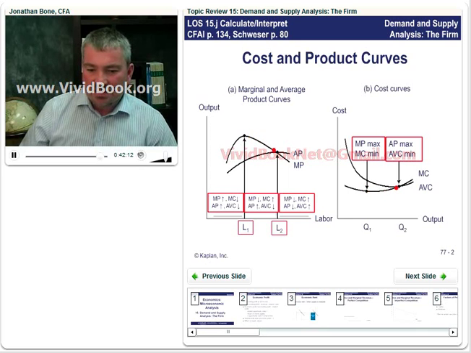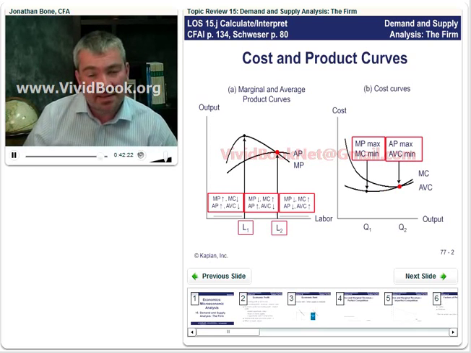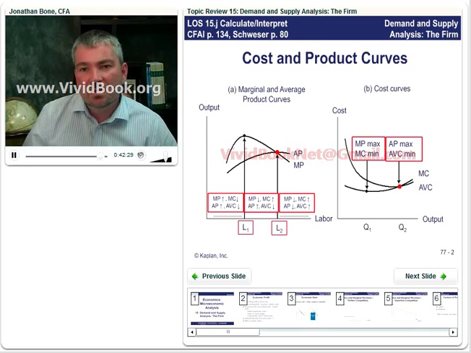Good. So as you'll notice, the two are inherently linked there on our diagram. What we could see was as marginal product started to fall, marginal cost started to rise. And that's the thing I really want you to take home with you here. When marginal product is at its maximum, marginal cost is at its minimum.